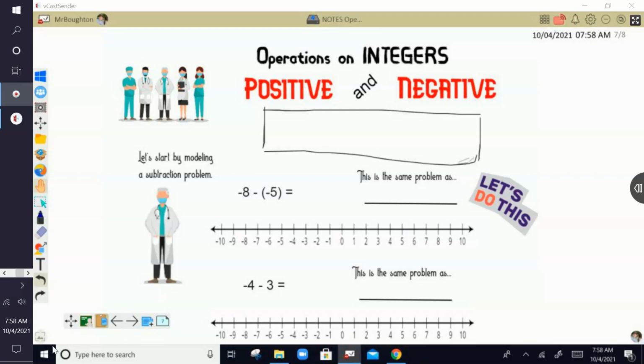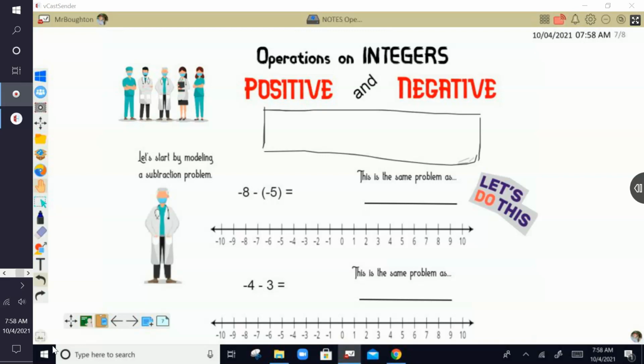We're going to look at operations on integers, which are just positive and negative numbers, and we're going to focus on subtracting this time. Hopefully you have already learned about the addition rules. Addition rules are very important to get in your mind and to be really good at, because subtraction is going to depend on how good you are at addition rules.